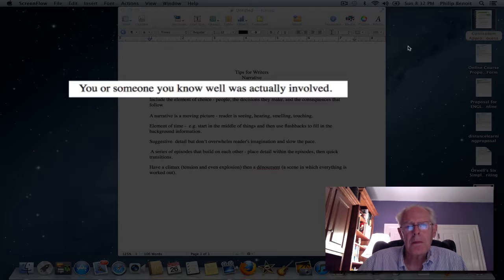The first tip is that a narrative has to be about you or someone you know who is actually involved in this situation. Not a very difficult thing to comprehend, something you probably would have thought of, but if you're writing a narrative about something that has happened to someone you really don't know and you're not very close to that situation, then you're probably not going to write a very good account of it. You really need to have an intimate knowledge of that. And in this case, probably it's a narrative about something that happened to you.